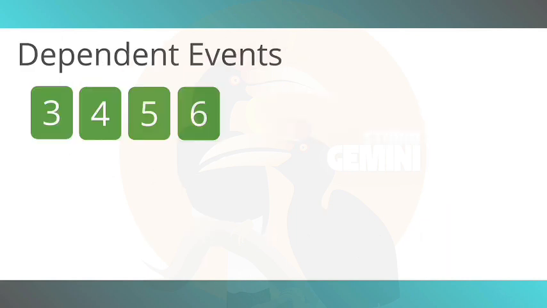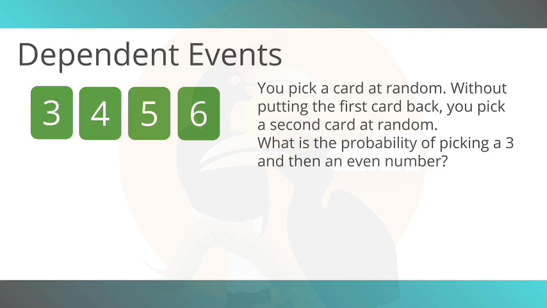Next, let's talk about dependent events. Put simply, dependent events are events that have a direct impact on each other. Let's try a problem like that. You pick a card at random. Without putting the first card back, you pick a second card at random. What is the probability of picking a 3 and then an even number?